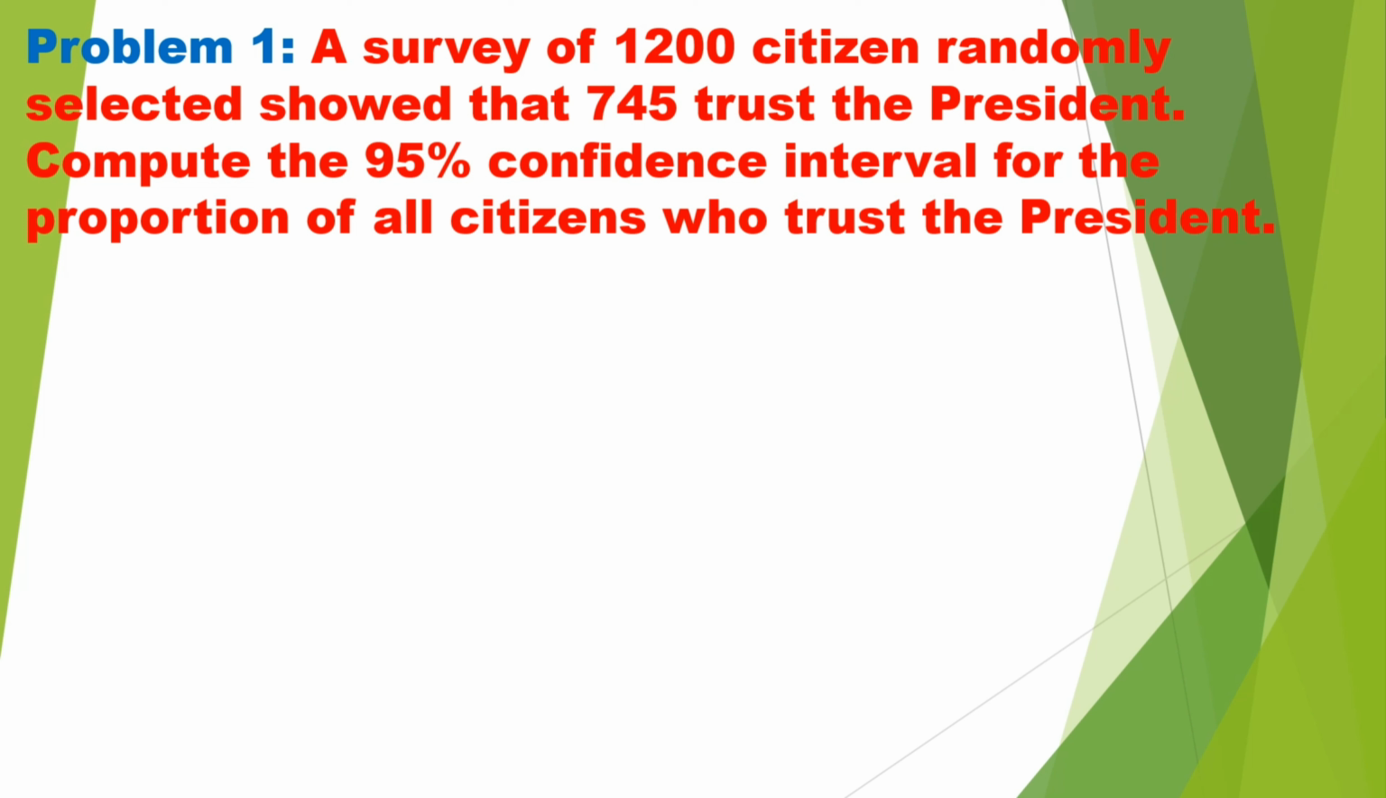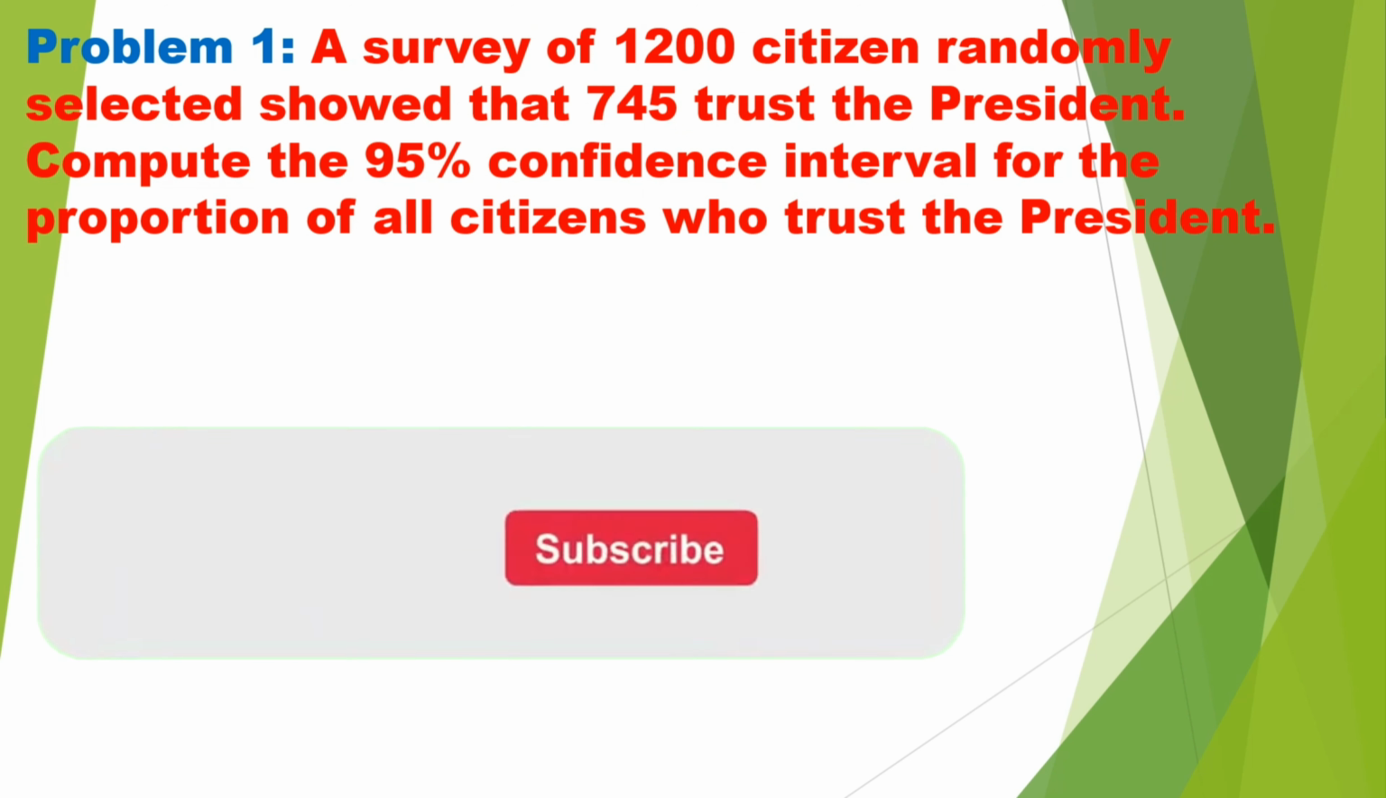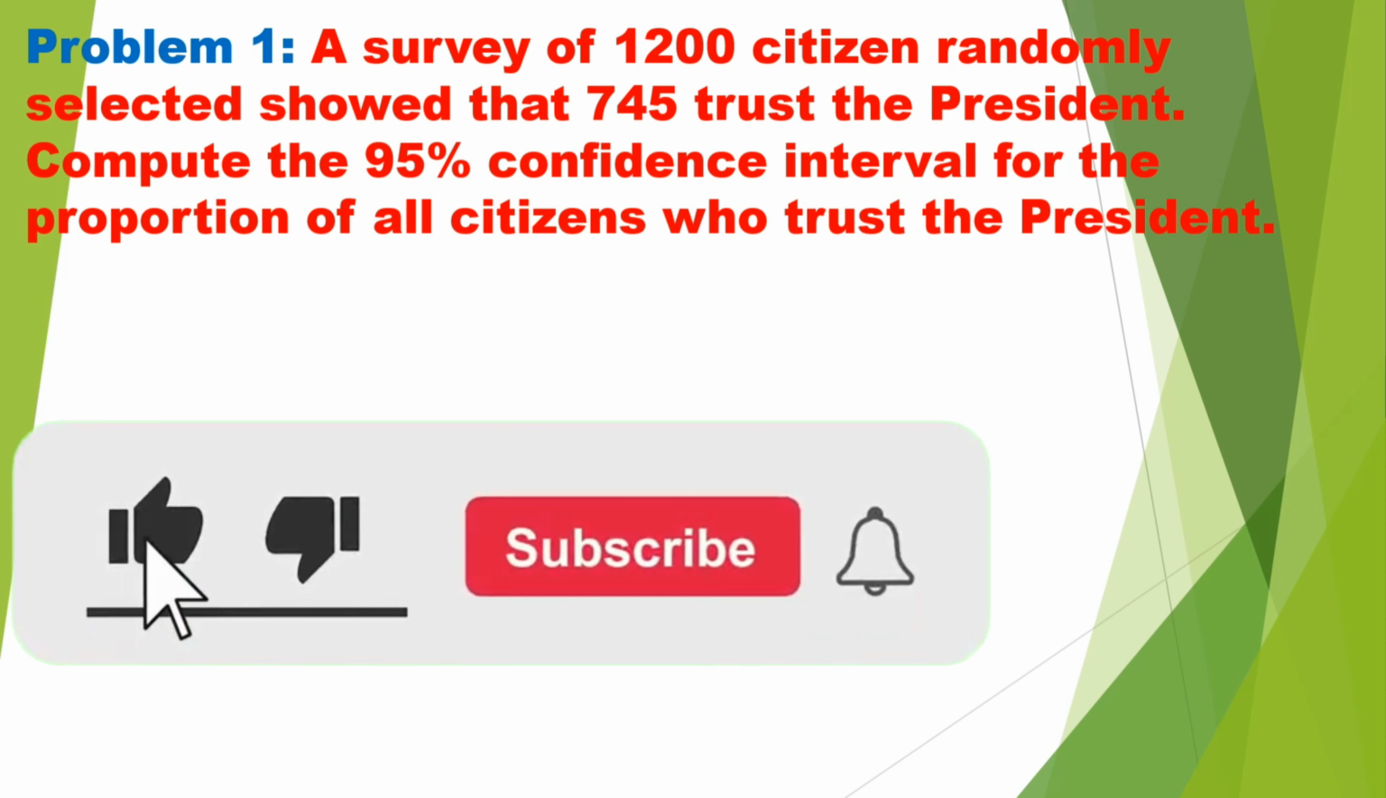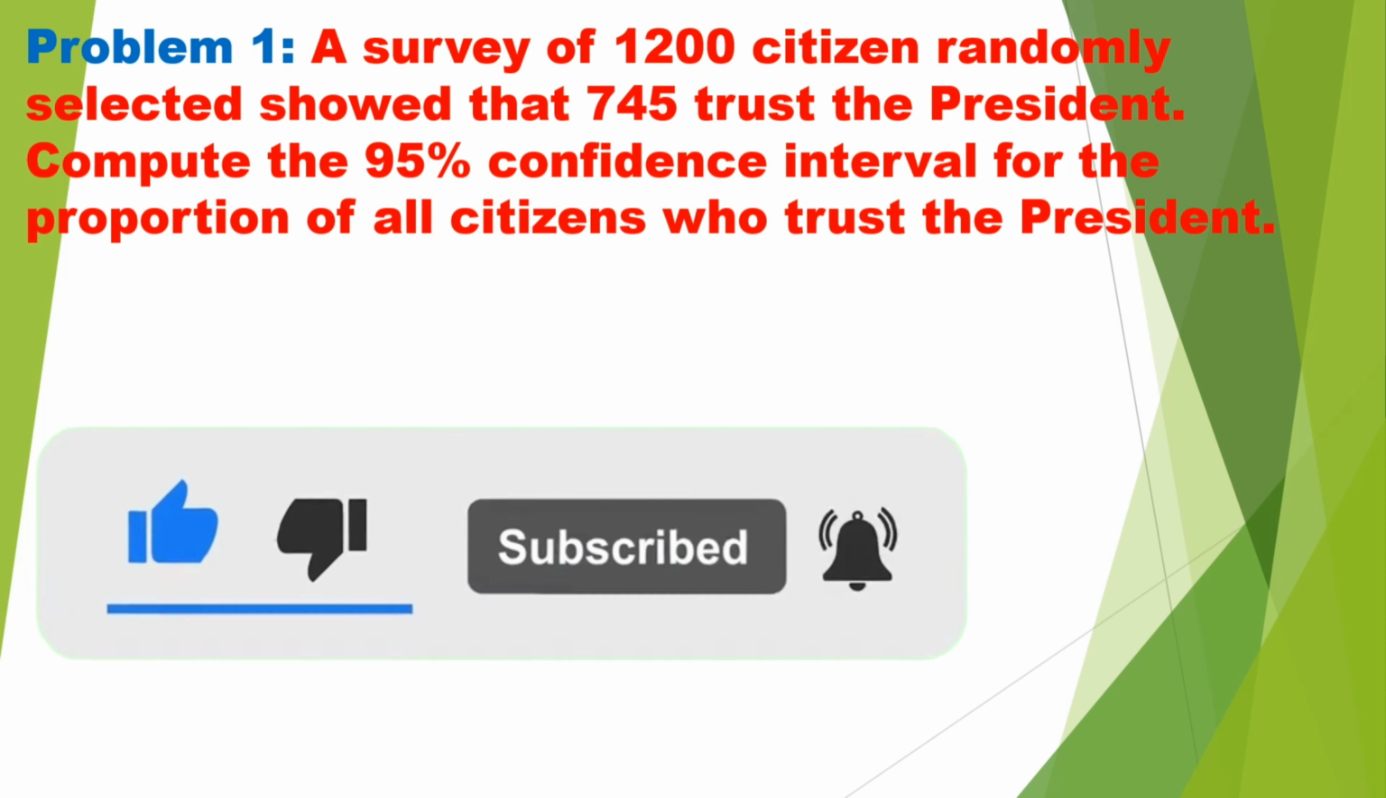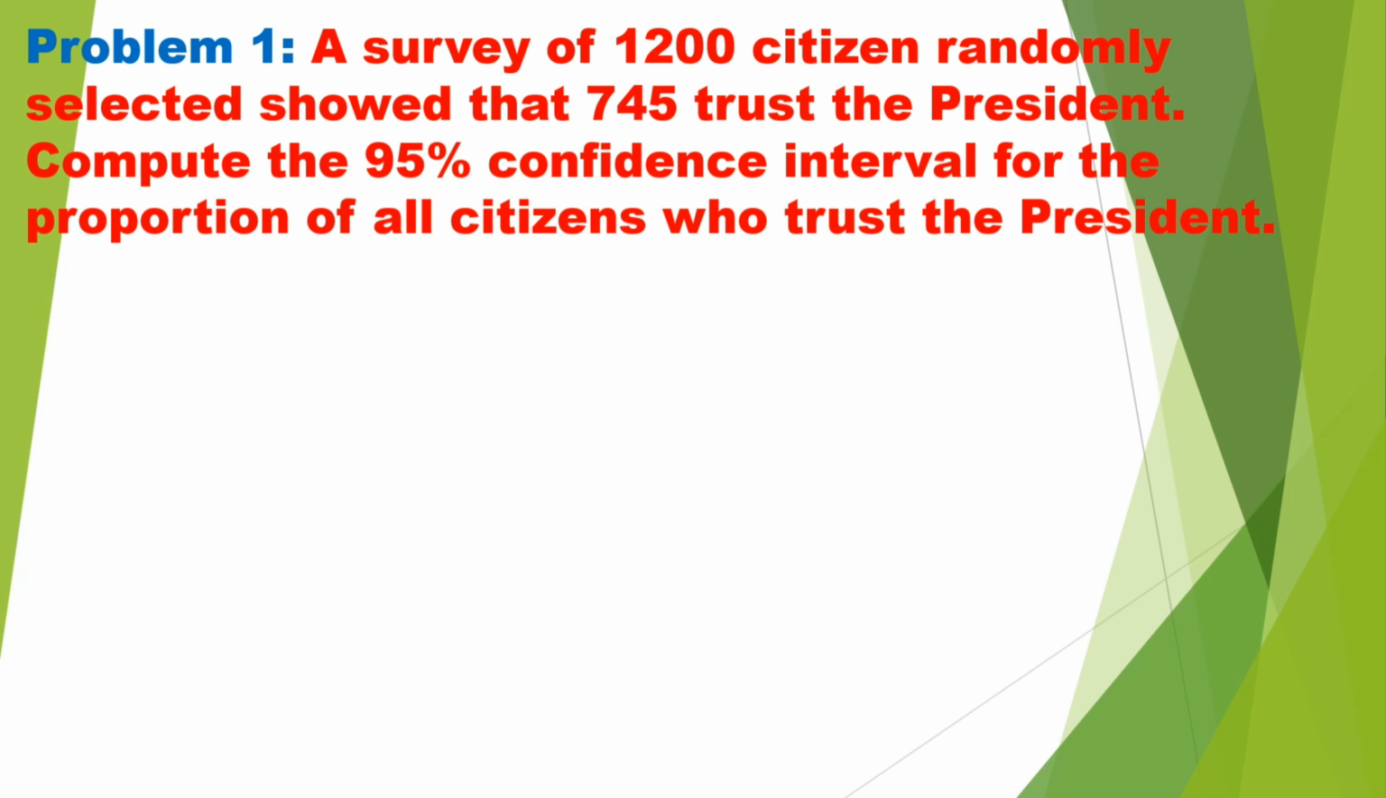A survey of 1,200 citizens randomly selected showed that 745 trust the president. Compute the 95% confidence interval for the proportion of all citizens who trust the president. Once again, this problem is very popular, particularly if the election is fast approaching. Let us solve now the confidence interval.